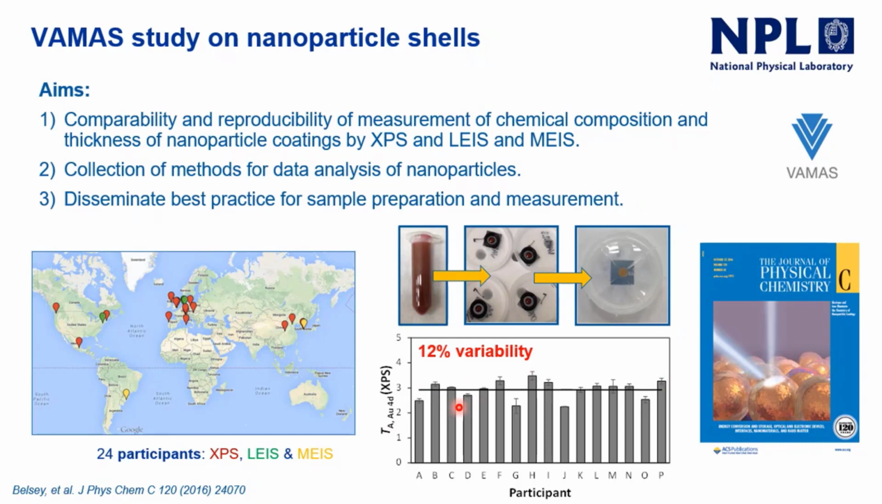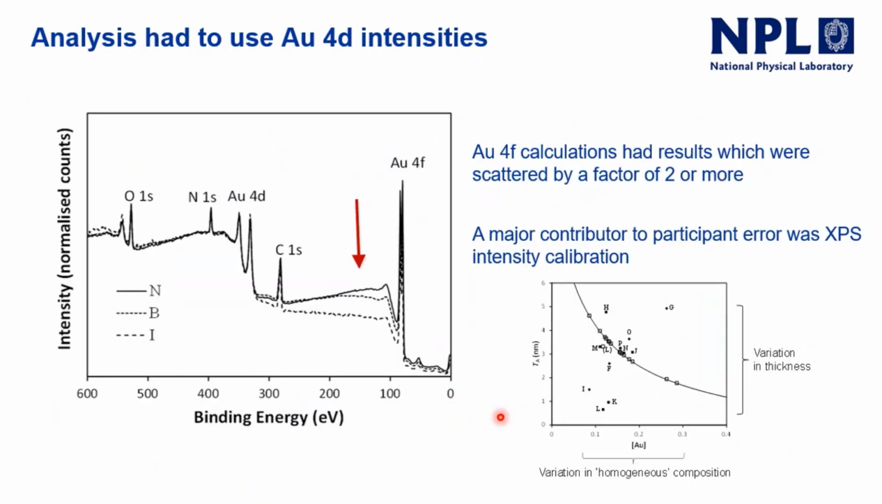So that tells you one thing that you should already know: XPS is trustworthy. But once again, these were not the results that were returned to us. These were the results that we got by analysing the data that was returned to us. So one of the biggest problems was we initially asked people to look at gold 4F intensities. Gold 4F is some distance from the other elements in the shell, the carbon, the nitrogen, and the oxygen.